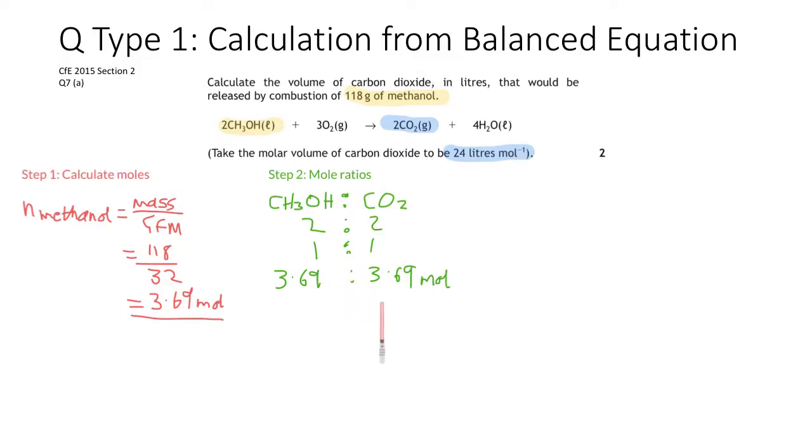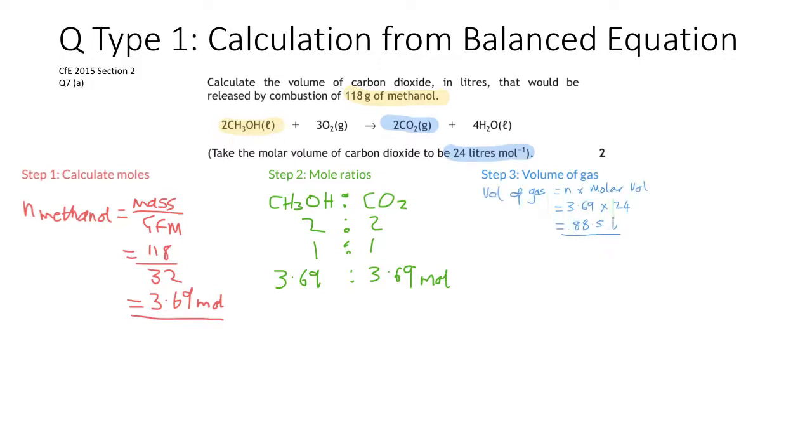Now this might seem fairly self-explanatory because it's a 1 to 1 mole ratio. You must show your working. You must show the examiner that you understand that it's a 1 to 1 mole ratio. For the final step, we will use the moles of carbon dioxide we calculated and our molar volume equation to work out what volume in litres of carbon dioxide there is.